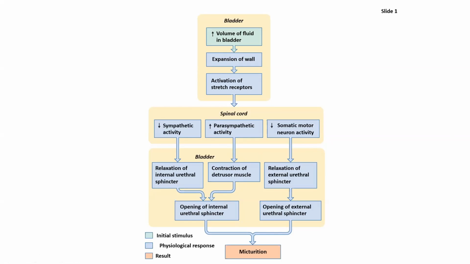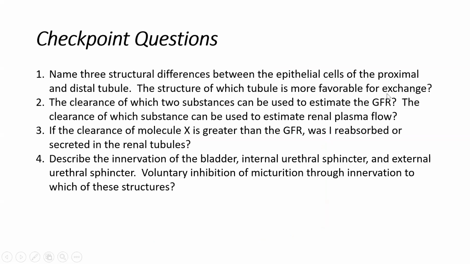And that's one part of the voiding. The third part is that you have to voluntarily decide via the somatic nervous system to relax your external urethral sphincter, and that will allow urine to leave the body through that other sphincter closer to the external orifice. Okay, so these are the three parts to the voiding reflex that allow you to void the bladder.